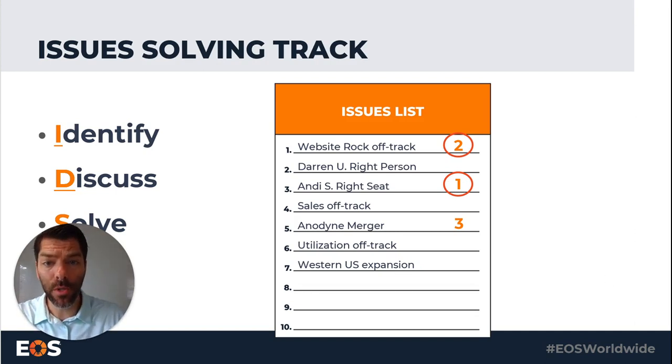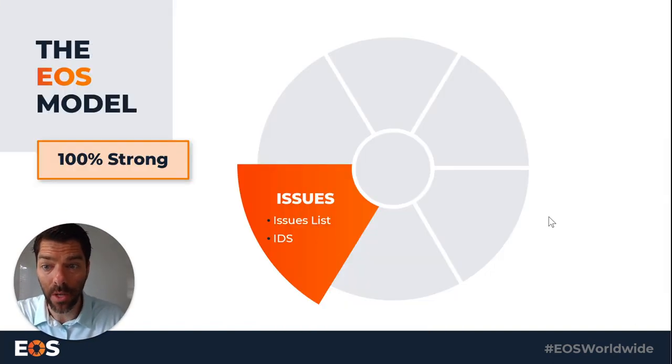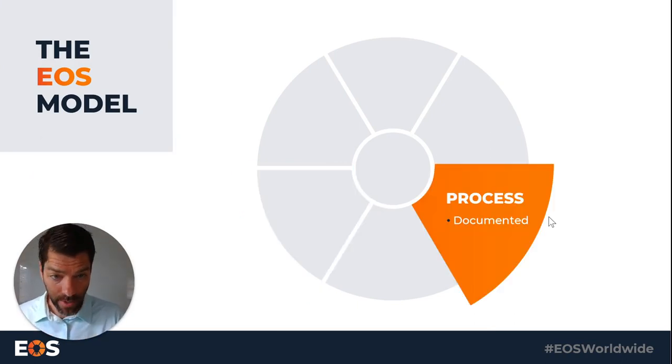Here's your issues list. When you're IDSing, you need to prioritize your top 3 issues when you're solving, IDSing to get to a solve. And so that is 100% strong in the issues component. Every single person in your organization getting issues on the table and then using IDS to actually solve them.